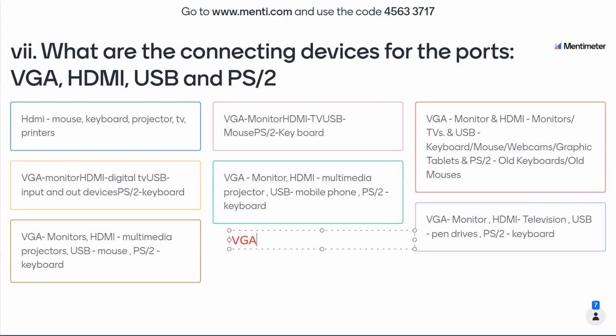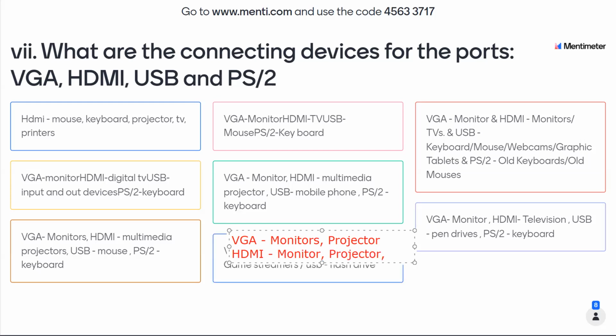VGA, these are graphics ports, especially for connecting monitors. You can use VGA to connect a monitor or a projector. HDMI, it will be the same. You can connect to monitors, right? You can connect to a projector. You can connect to a TV and so on.